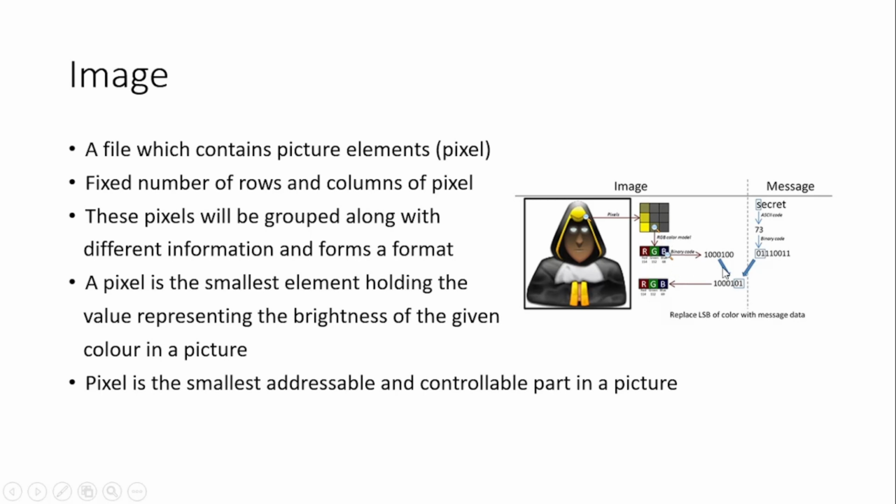Here it is an RGB picture, so it consists of 3 bytes, and each has its own binary value or hex value. In our project, we are actually modifying the LSB, passing the message, and encoding it in the LSB of the image. A pixel is the smallest addressable and controllable part in the picture, and we are utilizing these pixels to encode the data into the image.